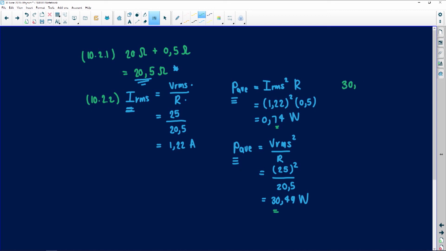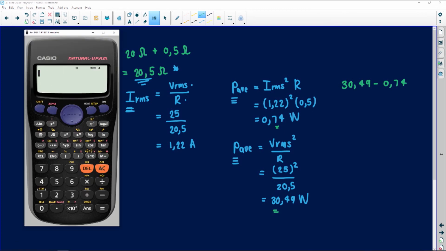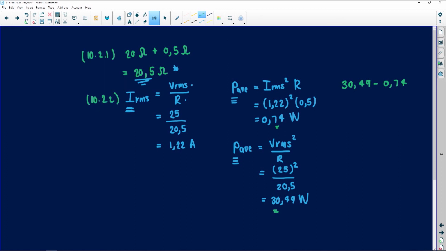So I'm going to say 30.49 minus 0.74. Okay, no, I can't do that in my head. Let me use a calculator. 30.49 minus 0.74 gives me 29.75, exactly to 2 decimal places. So I'm going to get 29.75, and that is power, meaning we need to have a W there.